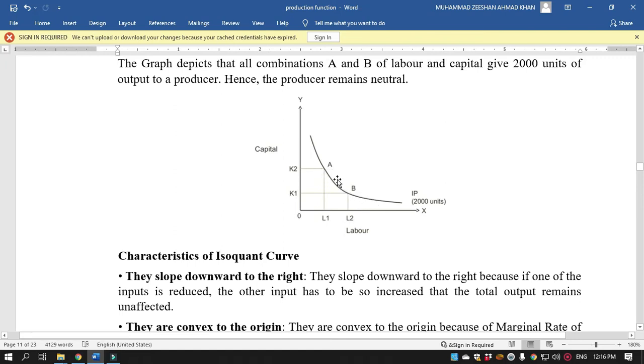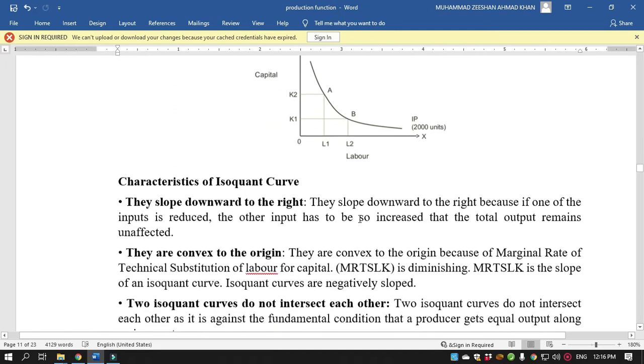Here in this example we are taking just two combinations, A and B. A means L1 labor and K2 capital, and point B means L2 labor and K1 capital. So with these combinations, the producer is producing the same level of quantity. Whether he is using combination A or combination B, in both combinations he is maintaining his quantity of 2000 units unchanged.